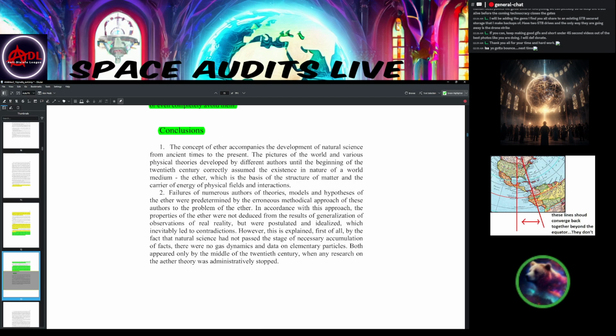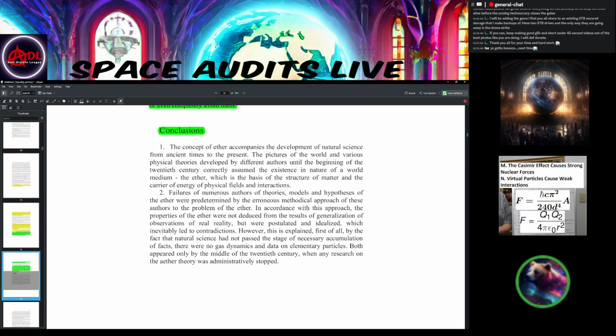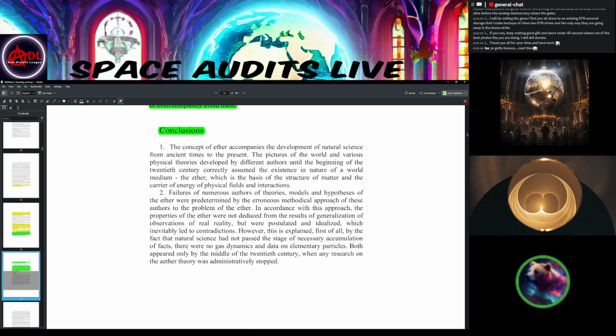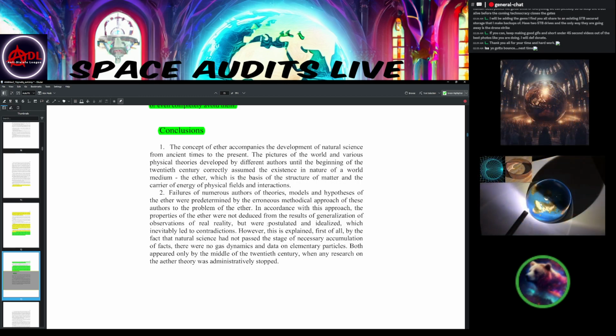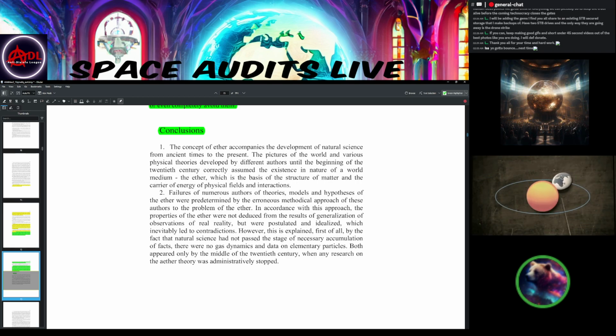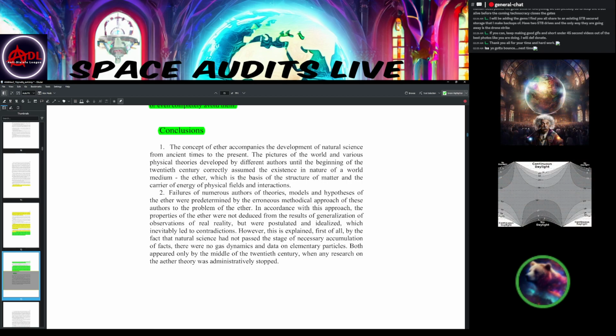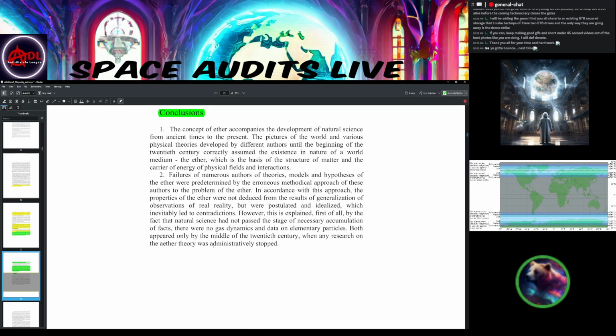2. Failures of numerous authors of theories, models, and hypotheses of ether were predetermined by the erroneous methodological approach of these authors to the problem of the ether. In accordance with this approach, the properties of the ether were not deduced from the results of generalization of observations of real reality, but were postulated and idealized, which inevitably led to contradictions. However, it is explained first of all by the fact that natural science had not passed the stage of necessary accumulation of facts, that there were no gas dynamics and data on elementary particles. Both appeared only in the middle of the 20th century when research on the ether was administratively stopped.